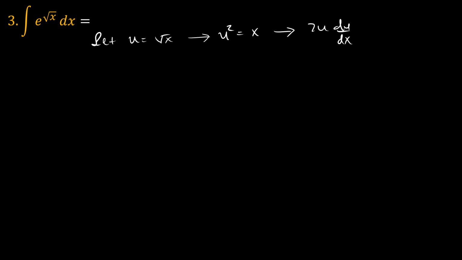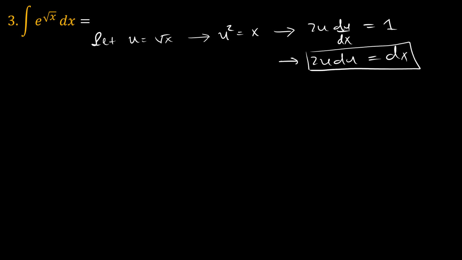Problem number 3, the indefinite integral of e to the square root of x. I think the first thing is for us to substitute for the complex part, and by complex I mean the complicated part. So I'll just say let u be equal to the square root of x. What that means is that u squared is equal to x, meaning that 2u du/dx is equal to 1. And that implies that we can substitute for dx with 2u du. So this is an important step.